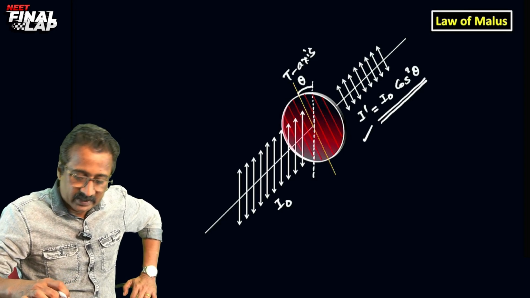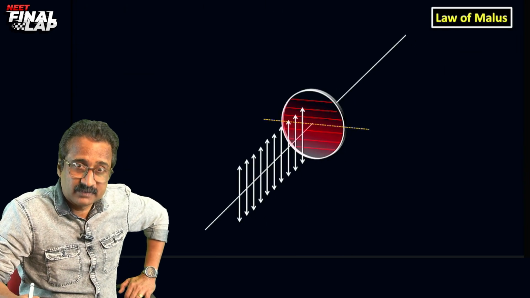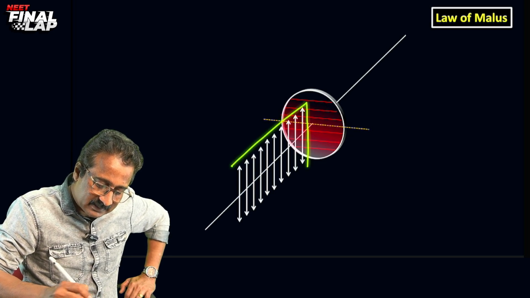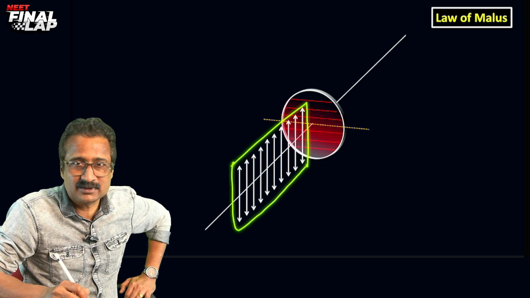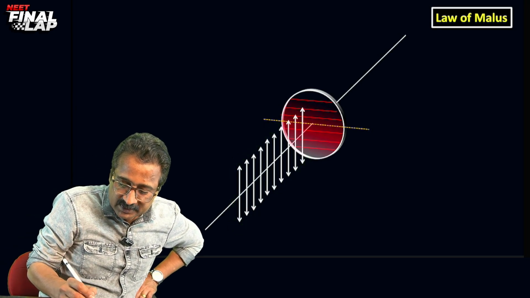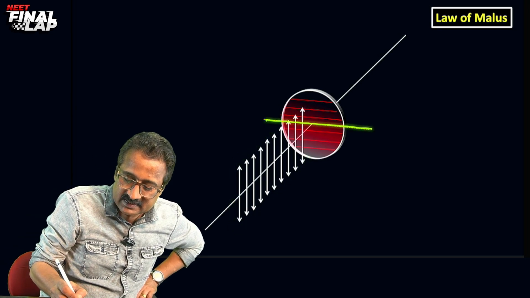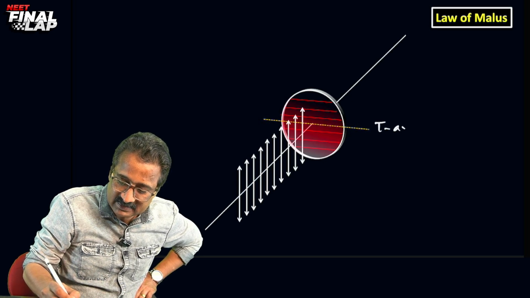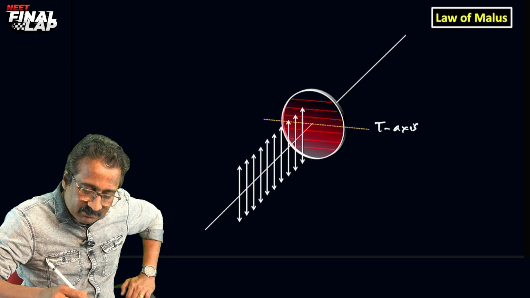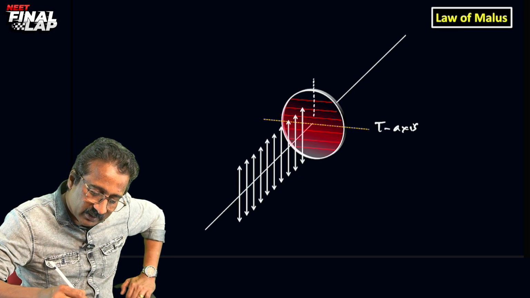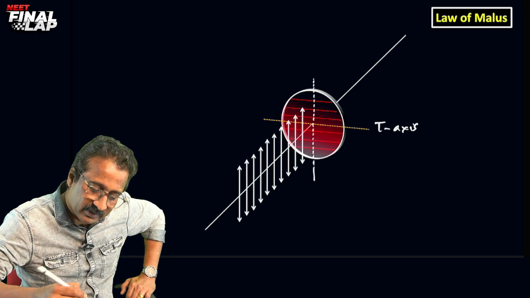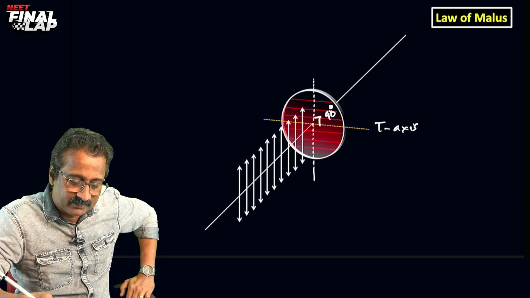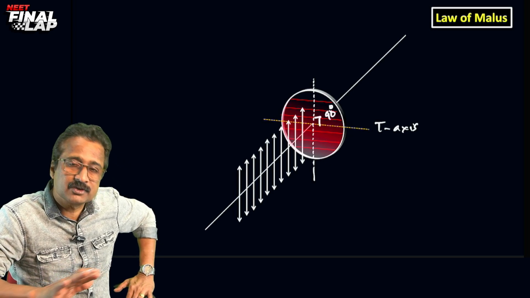Now I'll give you a very special case of this equation. Look at the figure again. This is the incident light. Remember, that is already polarized. I hope it is visible on your screen. This is the T-axis, I mean the transmission axis. And you will notice that this is the direction of the plane of vibration of the incident light. The transmission axis is making an angle of 90 degrees with the plane of vibration of the incident light.